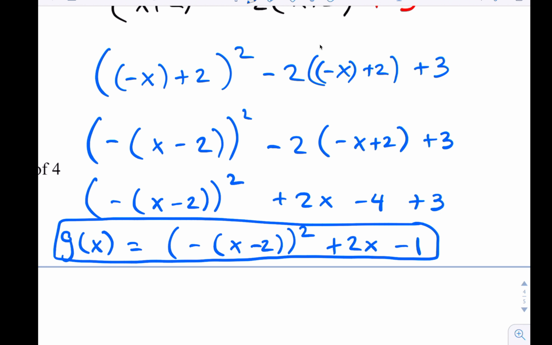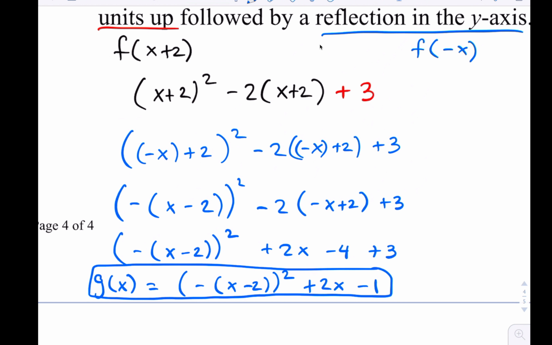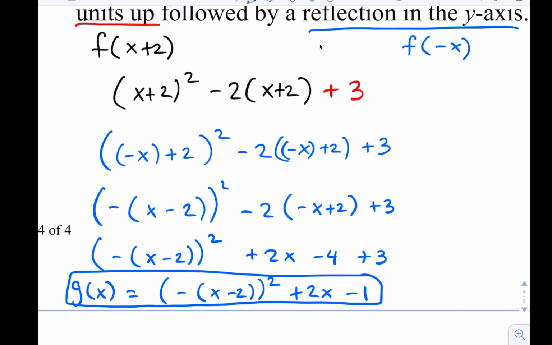Because of that y-axis reflection, some of my transformations ended up changing, or not necessarily changing, but it affected how my equation looks. So just follow the order, and they're pretty straightforward. If you guys have any questions, feel free to come see me, and I will see you soon.